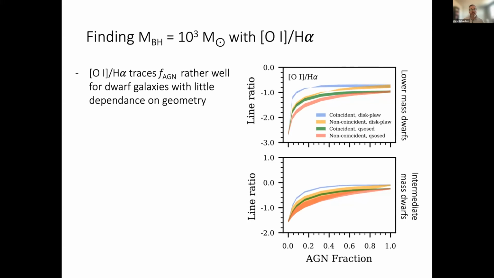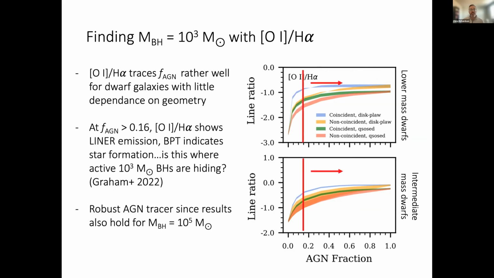We can do a limiting case study again and say, if we take the limit for high levels of AGN fraction, we realize that the values converge upon those of LINERs. But you would have a BPT diagram indicating star formation. So perhaps this is where these 10^3 solar mass black holes are hiding. And there's been some early evidence from a paper just posted to the archive that could be the case. This O1 over H alpha result holds for not only 10^3 solar masses, but also for black hole masses at 10^5.